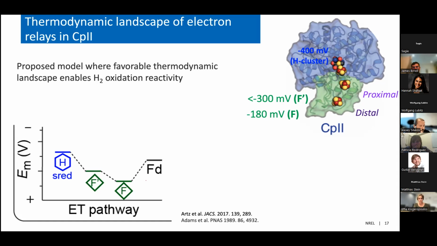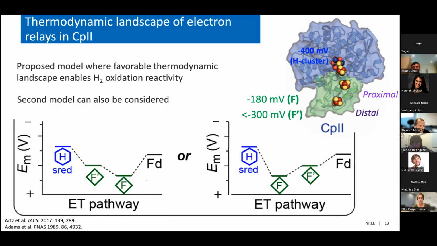partner. Another model could also be considered, where the roles are reversed, and the higher potential cluster now sits in the middle location as the proximal cluster to the H cluster, and the lower potential cluster sits in the outer location as the distal cluster, where it is closer matched to the ferredoxin potential. So either one of these models could be correct. The initial model is on the left, or this one on the right.